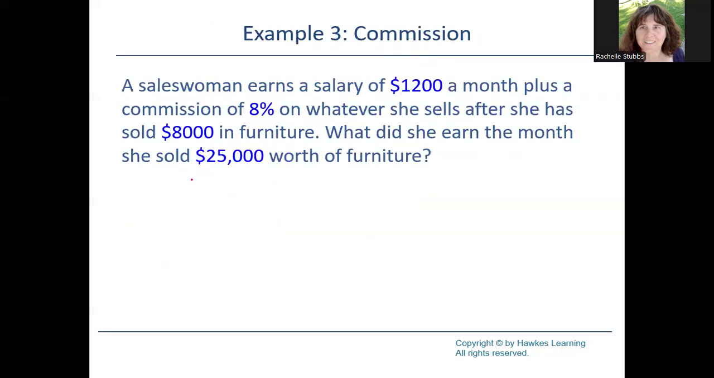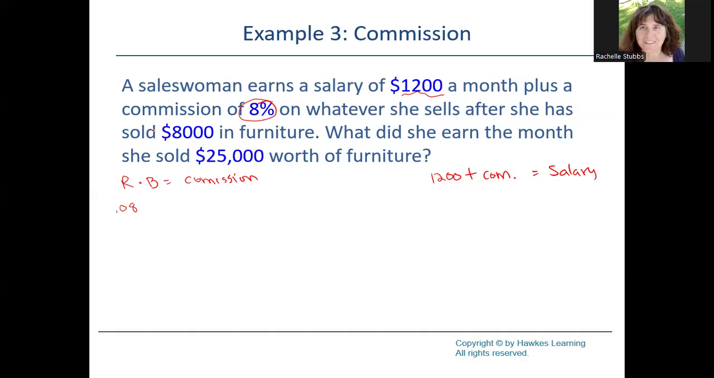Okay, a saleswoman earns a salary of $1,200 a month. So that's where she starts, plus commission. So 1,200 plus commission equals her salary. A commission of 8%. Remember, commission could be another word for the amount. So the rate times the base equals her commission. She's getting 8% of what she sold, but we're going to write that as 0.08.